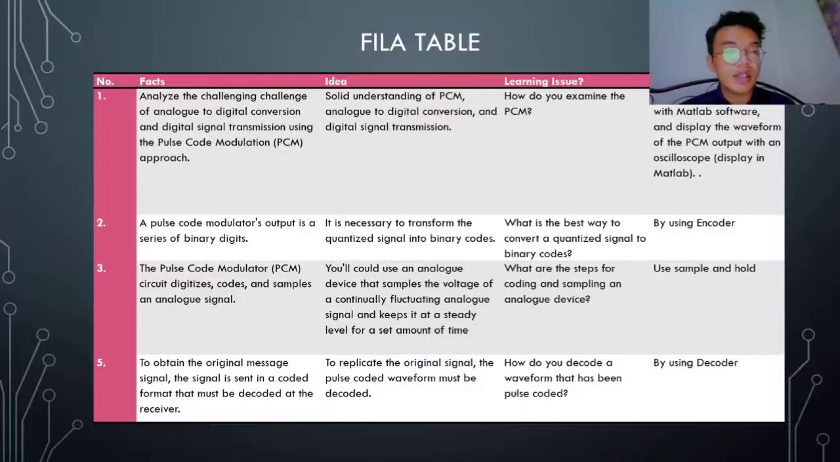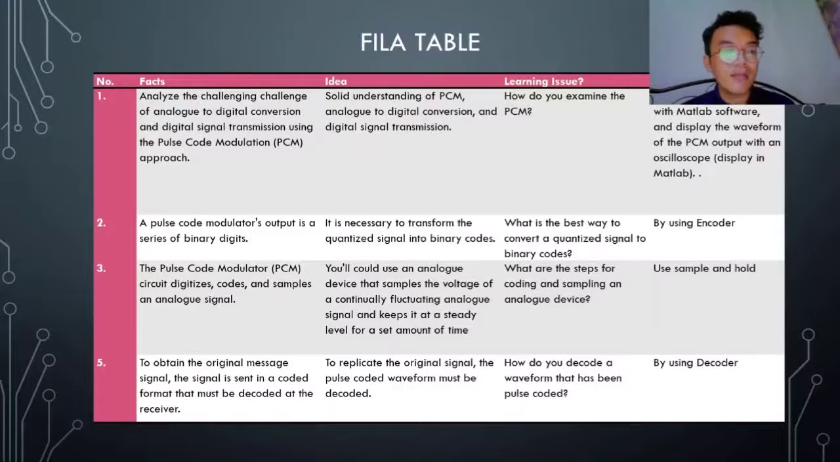Number two: the fact is that the pulse code modulator output is a series of binary digits. The idea is that it is necessary to transform the quantized signal into binary codes. The learning issue is what is the best way to convert the quantized signal to binary codes. The action is by using the encoder.